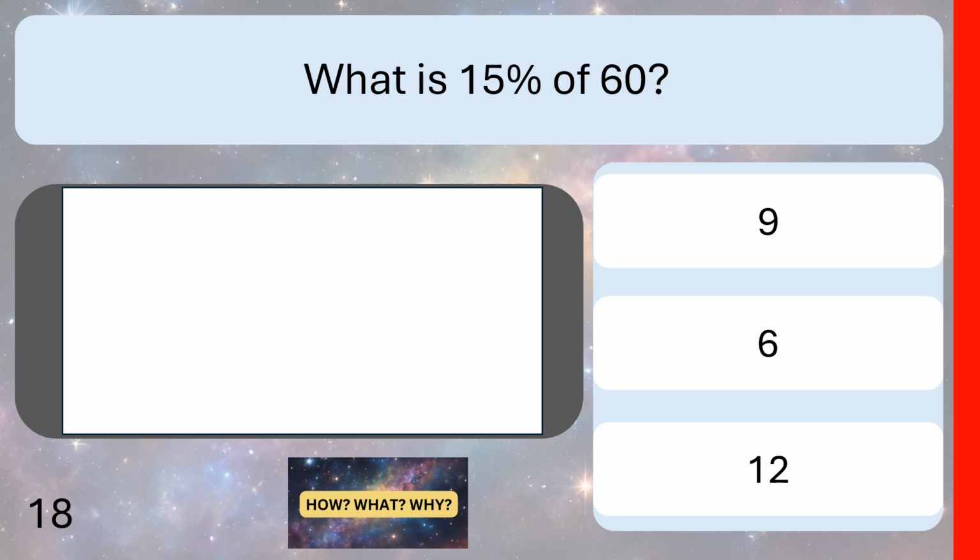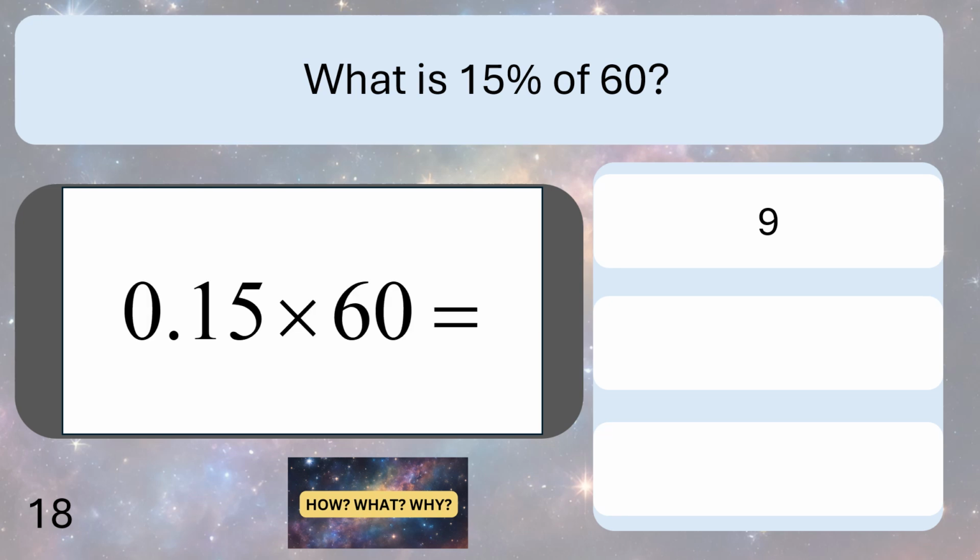What is 15% of 60? Is it 9, 6, or 12? The correct answer is 9. And remember how we calculate percentages, we change the percentage to a fraction. We actually do that by dividing the percentage by 100, so we get 0.15, and we multiply that by 60, and the answer we get is 9.